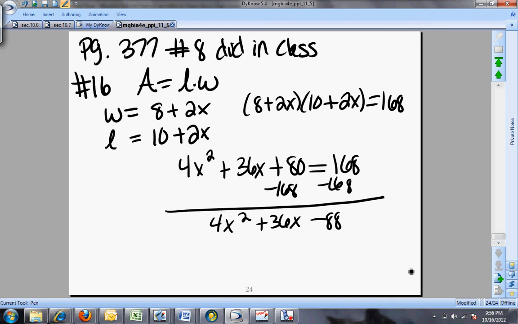I'm going to need to, can I scoot down? Oh, I don't think I can scoot down on this one. Okay. I'm going to run out of space in my big writing.